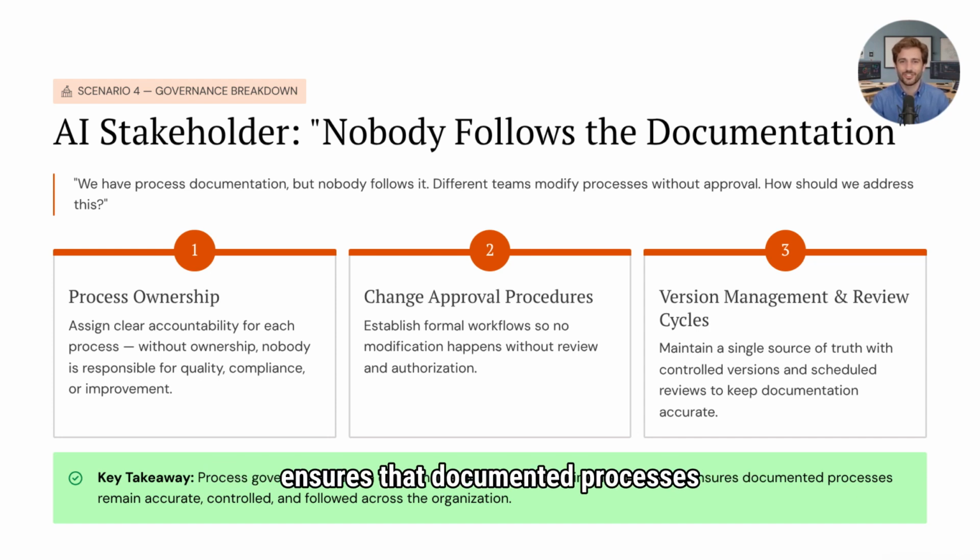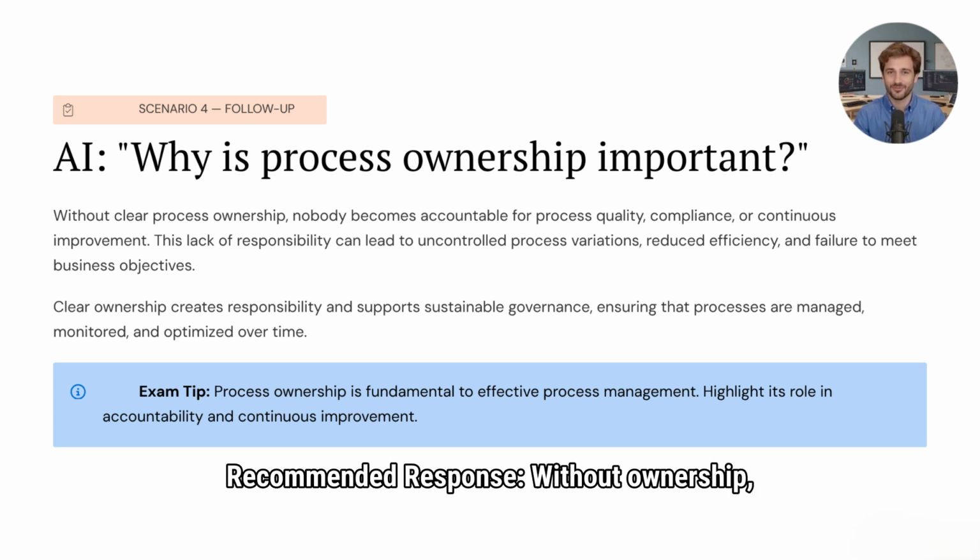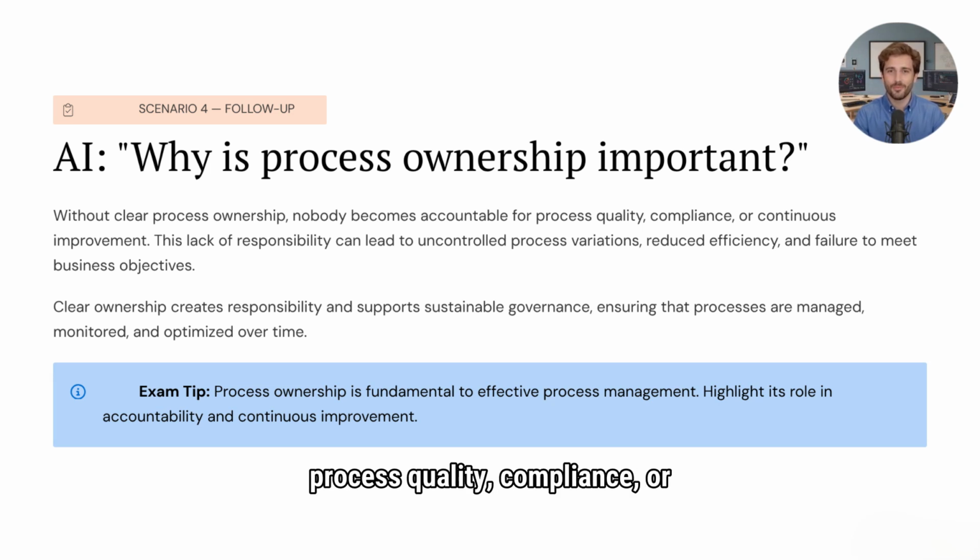Process governance ensures that documented processes remain accurate and controlled. AI follow-up question: why is process ownership important? Recommended response. Without ownership, nobody becomes accountable for process quality, compliance, or continuous improvement. Clear ownership creates responsibility and supports sustainable governance.